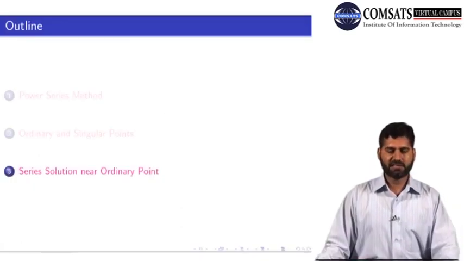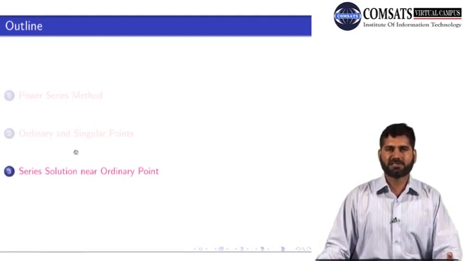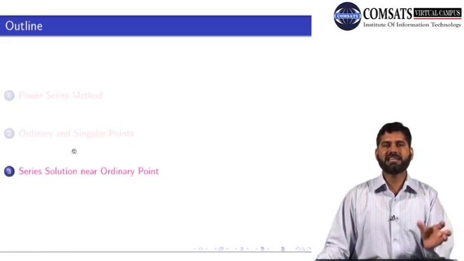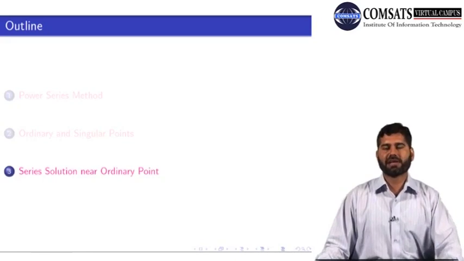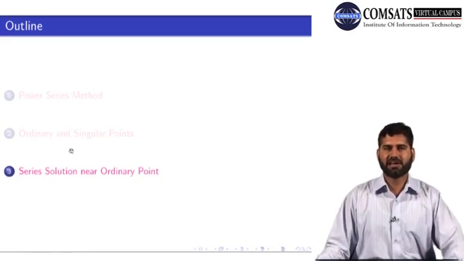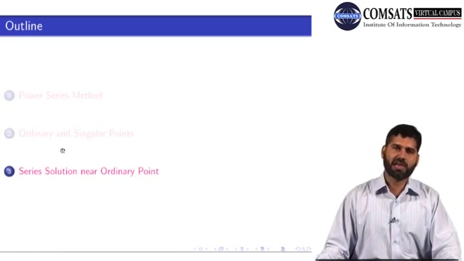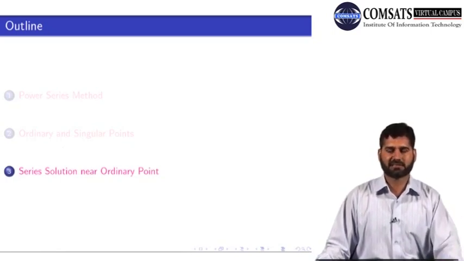Alright, so series solution near ordinary points. First we will find the solutions of the differential equation in power series form near the ordinary point. Ordinary point is fine because we know that whenever we have an ordinary point, your usual series Cn x^n will converge for some interval, at least with the radius positive. Alright, so that's no problem, but for singular points we have problems, and we will discuss that in the next lecture.